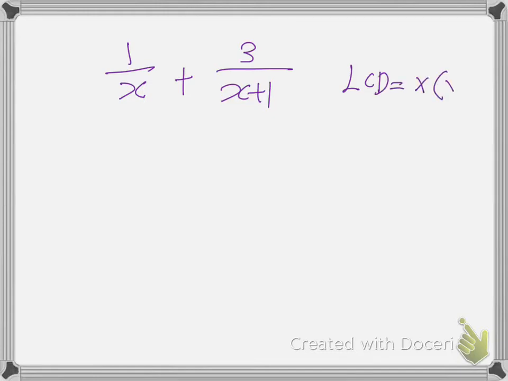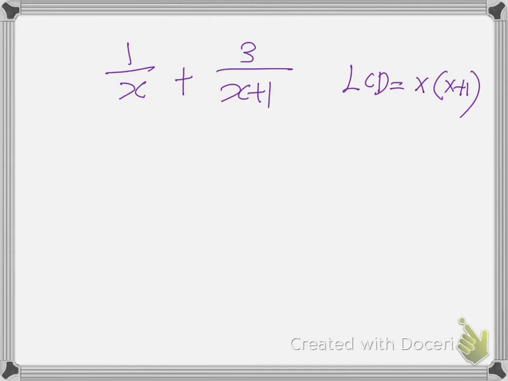So let's say we have 1 over x plus 3 over x plus 1. So we have two different denominators, x and x plus 1. So x and x plus 1, what's the LCD? It is x times x plus 1.